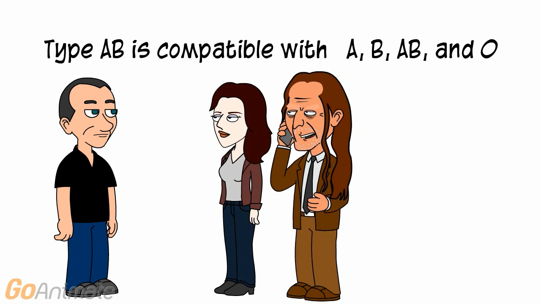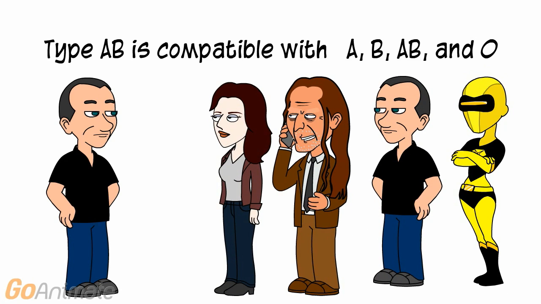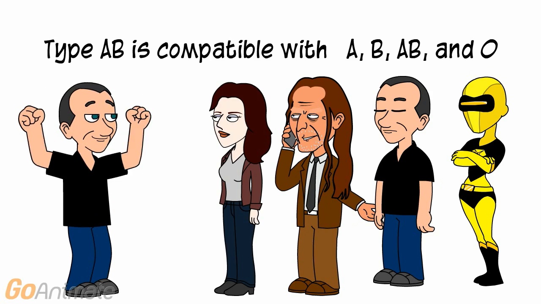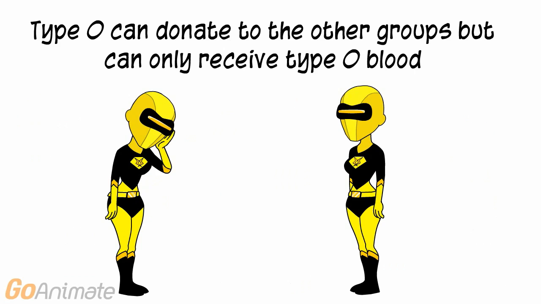Type AB is known as the universal recipient because it can receive all of the blood types. Although type O can donate to all of the other blood groups, it can only receive type O. Type O is known as the universal donor.